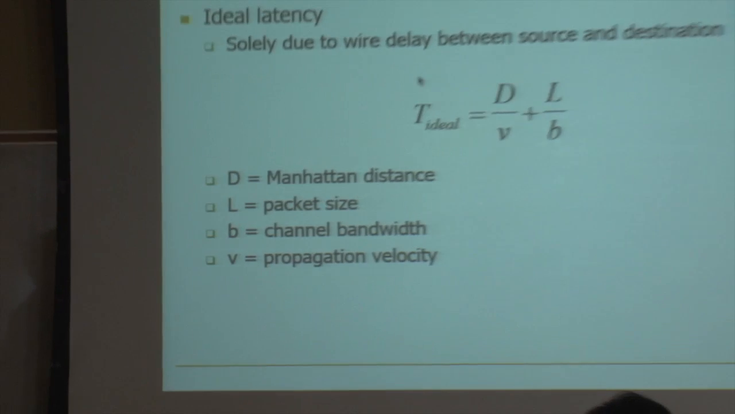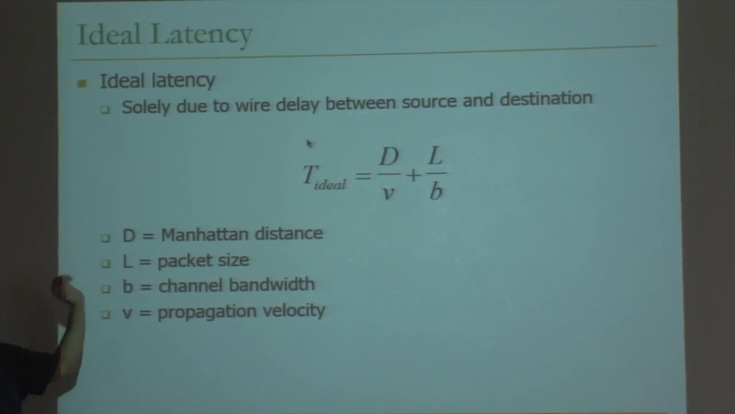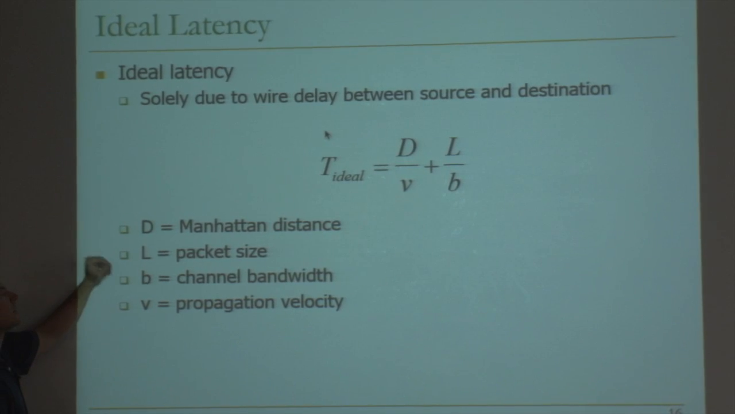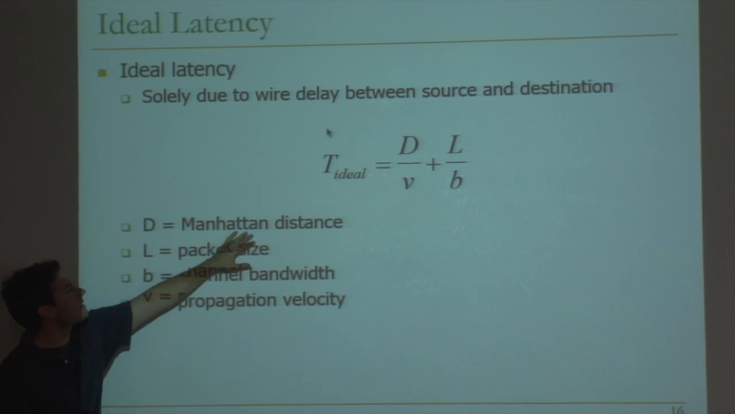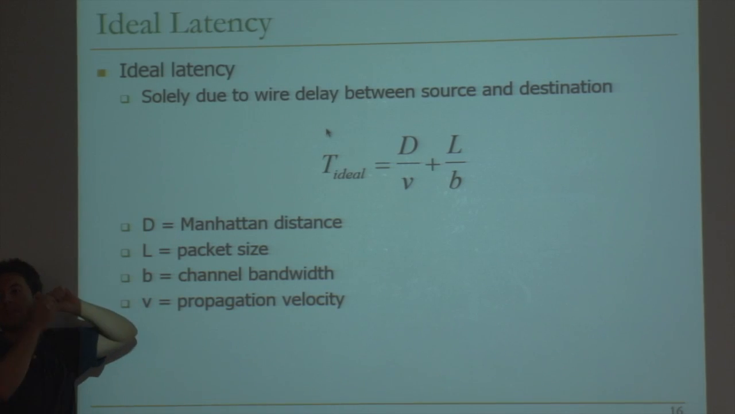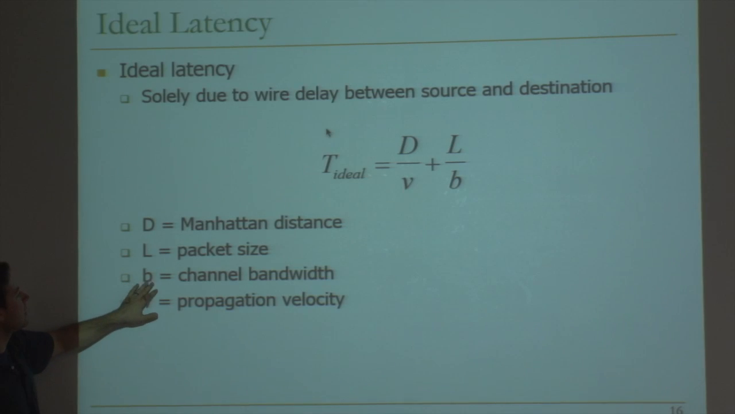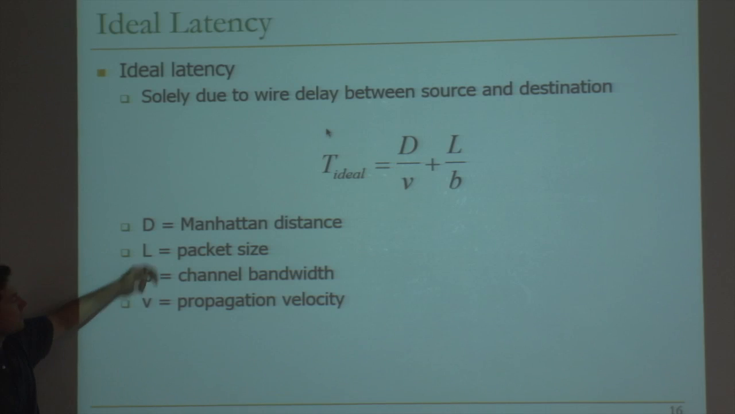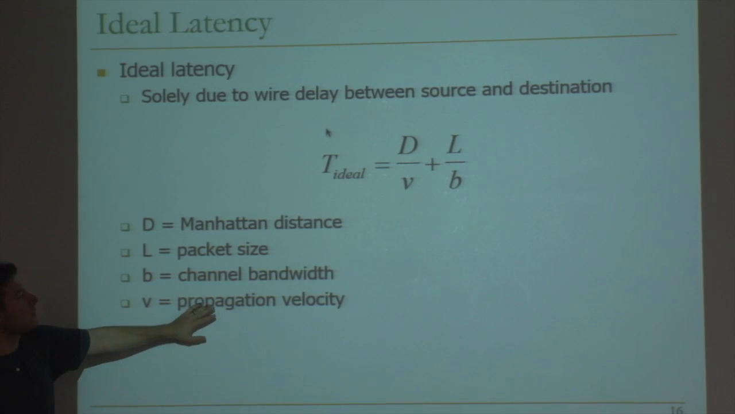Okay, latency is another important metric. This is, I guess, the basic formula for getting latency. There's many variants of this, but what this just tells you is d is the distance. In this case, it says Manhattan distance because that is the distance in a mesh. If you go horizontally or vertically, any minimal path you take is always this distance. L is the packet size, how many data elements I have to send. B is the channel bandwidth, so both of these are in bits. And V is the propagation velocity through the network.